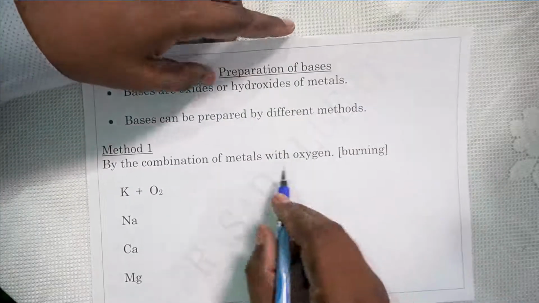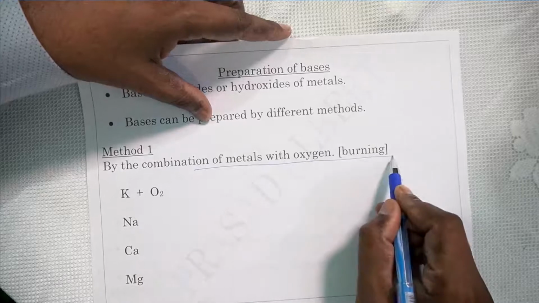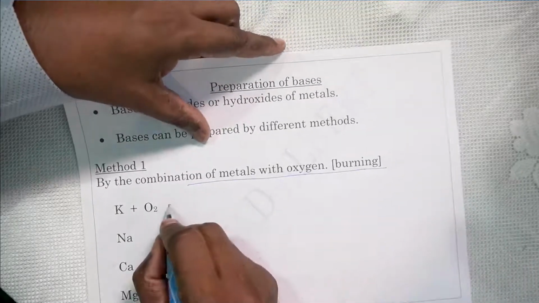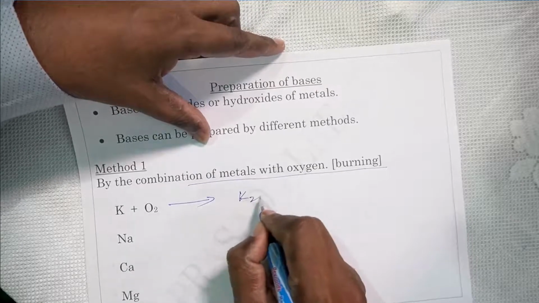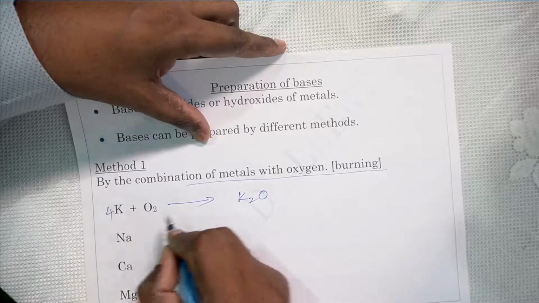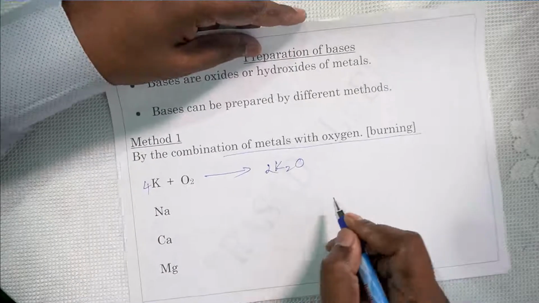The first method is by combination of metals with oxygen, or in other words called burning. When you heat a metal in the presence of oxygen, it burns. K plus O2 gives K2O. K2O is a metal oxide, it's a base. So you have 4K plus O2 gives 2K2O. That's how you balance it.